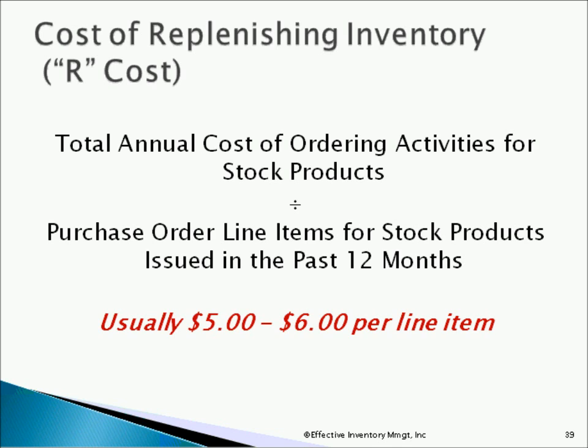We'll take all of the costs that you incur every year in those activities, divided by the number of purchase order line items that you issue through a year when you buy stock products, to come up with your cost of replenishing inventory, also known as the R cost. Now notice that we express the cost of replenishing inventory not per piece, but per line item. The theory is that it costs you the same amount to buy an item, whether you buy 1, 1,000, or 10,000 pieces of that item.